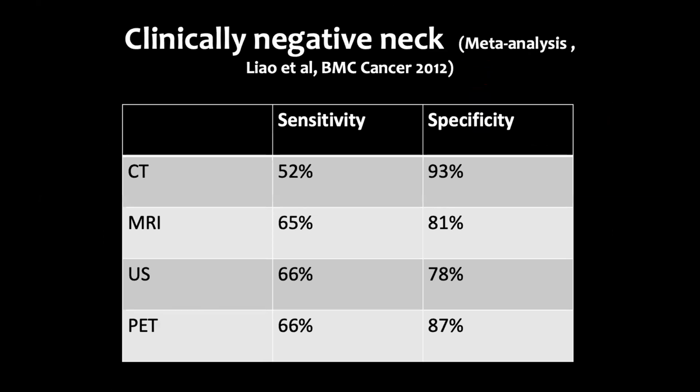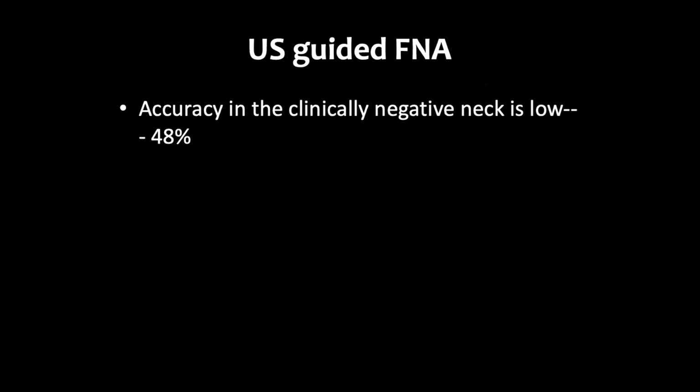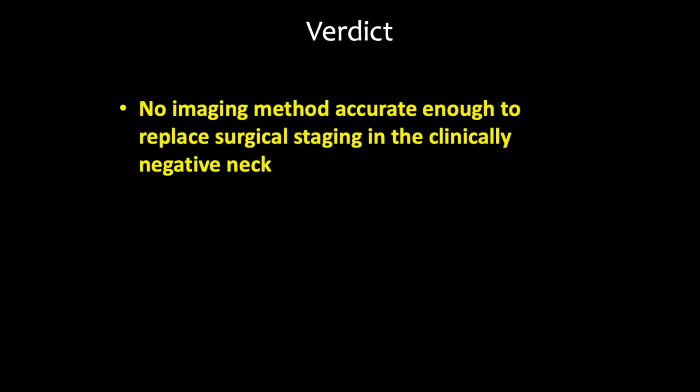So clinically negative neck, as I said, it's very difficult to pick occult metastasis. The sensitivity of all the modalities is under 70%, and specificity is maximum with CT. However, the meta-analysis for PET-CT is still pending. Ultrasound-guided FNA accuracy is quite low. It is 48% in clinically negative neck. And no single imaging modality can replace surgical staging in clinically negative neck.